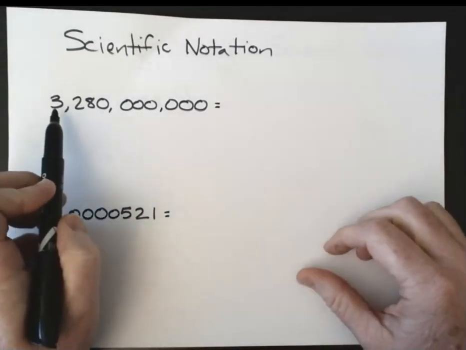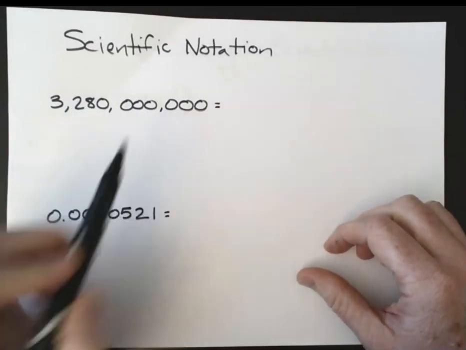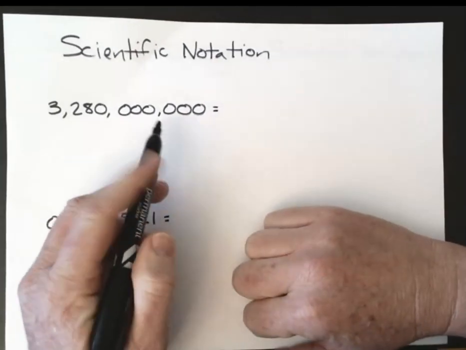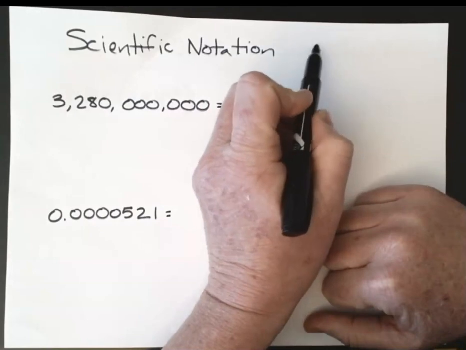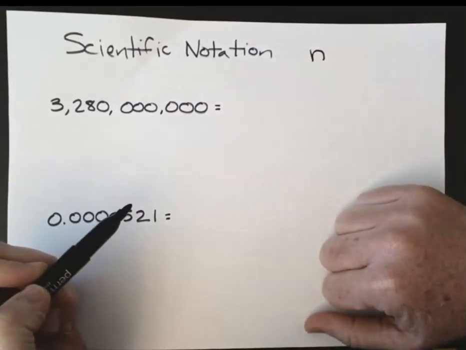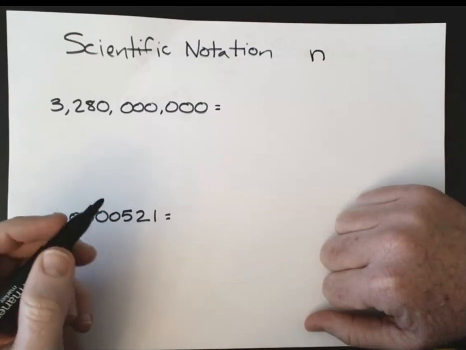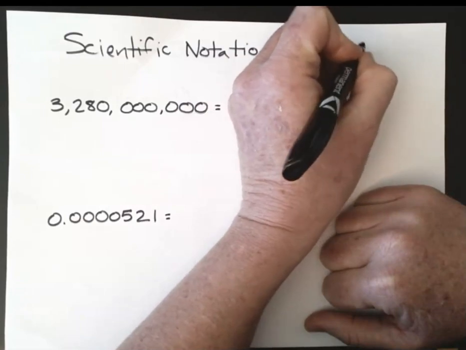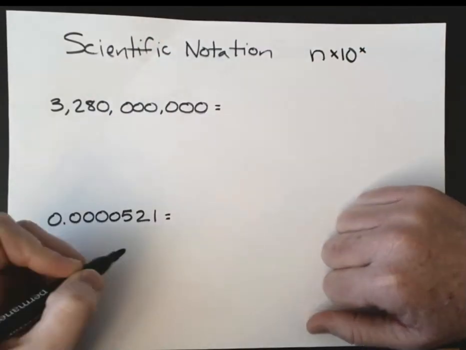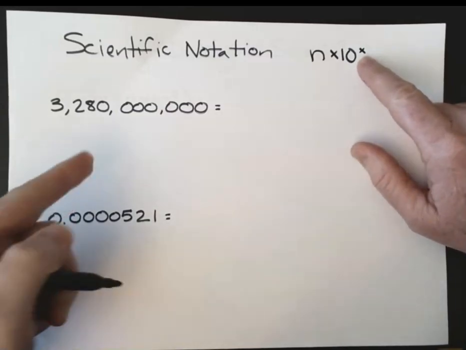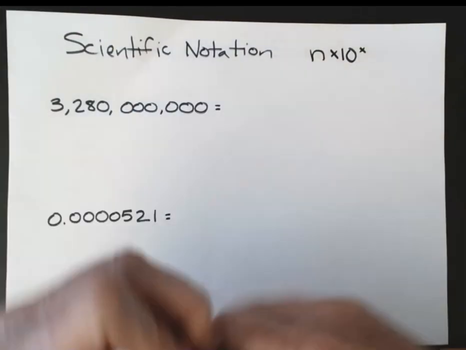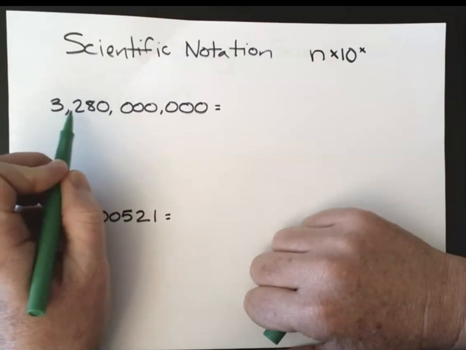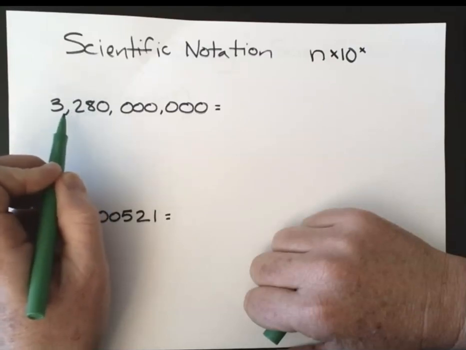If I have this number, 3,280,000,000, and I want to write it in scientific notation, what I'm essentially going to do is rewrite it so that I have a number, we're going to call that n, that's between the values of 1 and 9.99999 times 10 to the, we'll call this x power. Okay, and that number is either going to be a positive or negative integer. So what do I mean? So I'm going to rewrite this so that this number here is 3.28, a number between 1 and 9.99.